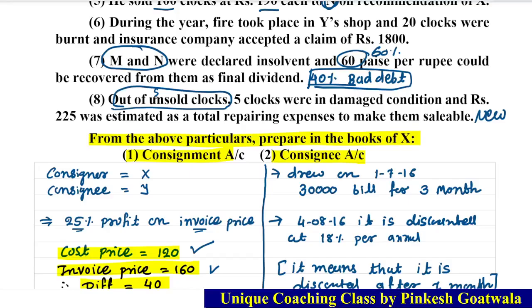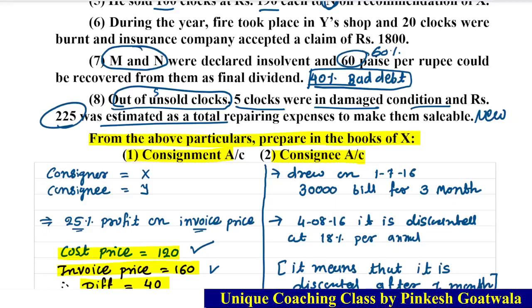I just told you closing stock. 5 clocks were damaged in damaged condition, so 225 was estimated as total repairing expense to make them sellable. Okay, તો એને expense થોડું damage થયો છે, repairing કર્યું છે. Okay, so it will be effect only on closing stock. Okay, જે પણ stock વેચ્યો છે એમાં quick repairing આવે તો એની effect આપણે stock પર જ આપવાની. So here our all points completed.